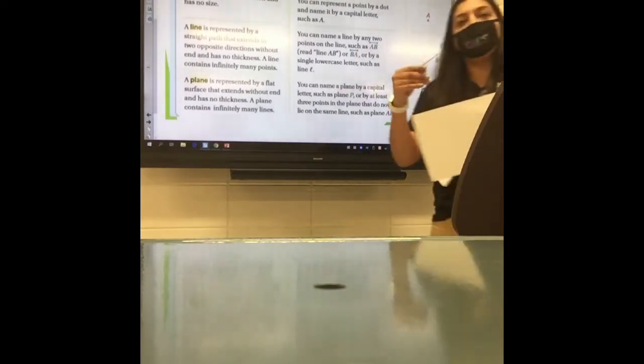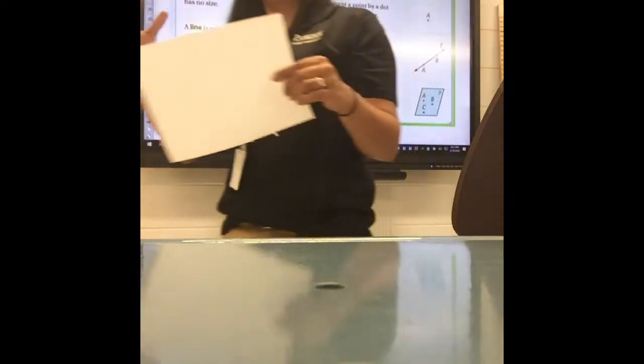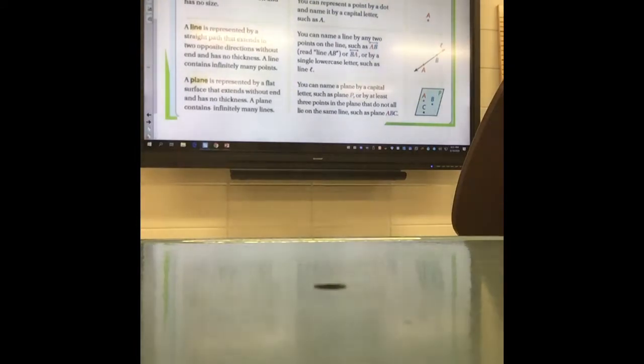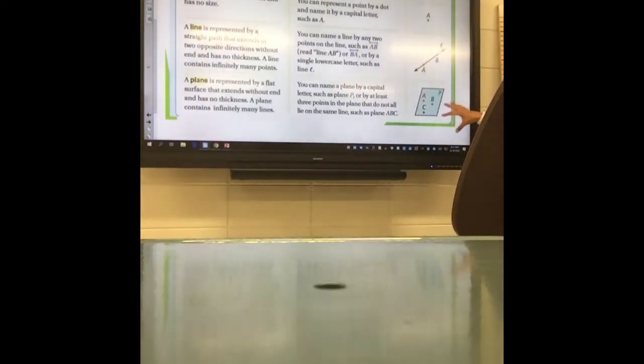A desk has thickness. You can actually feel that. Okay, it's in the shape of a plane. It's a definite square, but it does have thickness. Okay, so just be aware of that. Okay, planes, same thing. They have lots of points.